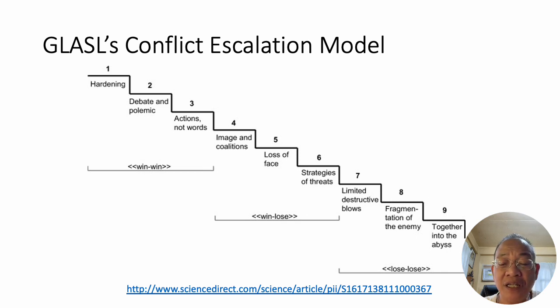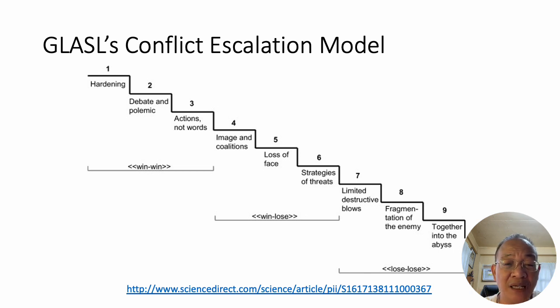So here is an example of the graph that I was telling you. You have the different steps. Okay. So for example, step 1, hardening. Step 2, debate and polemics. Number 3, actions, not words. Image and coalitions, loss of face, etc.